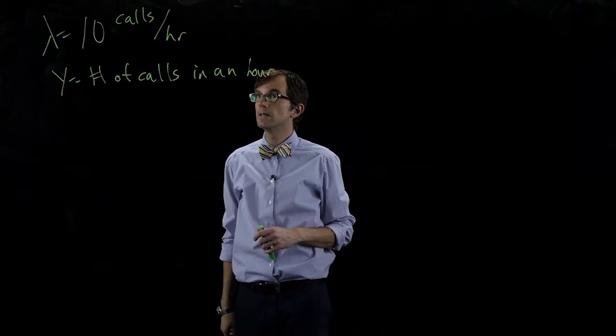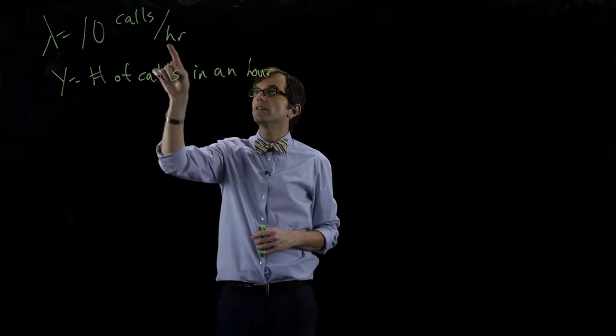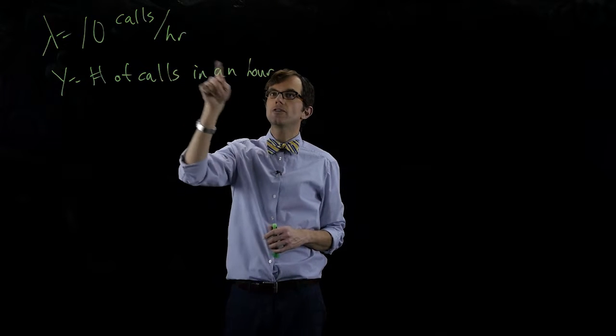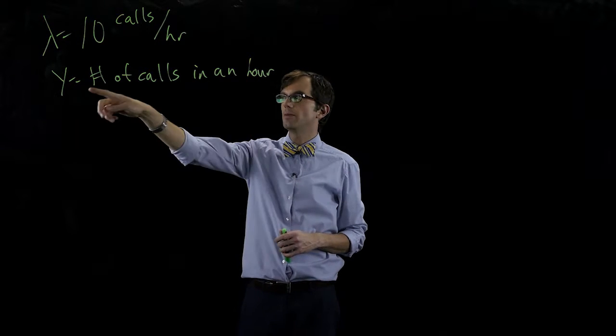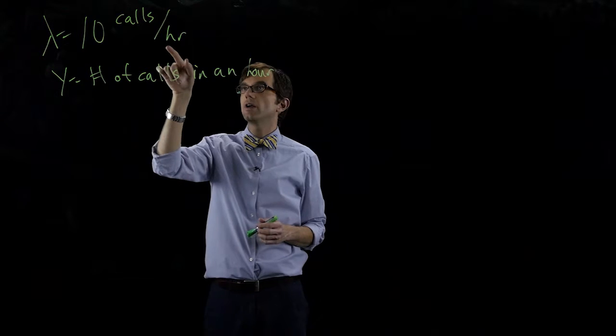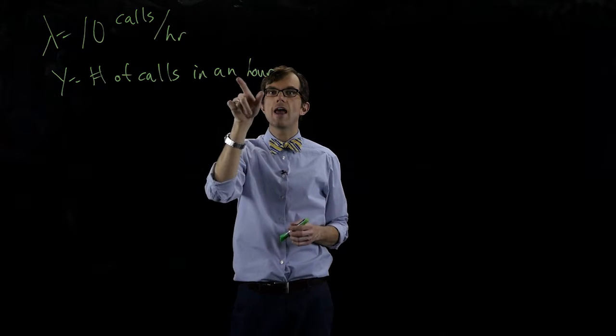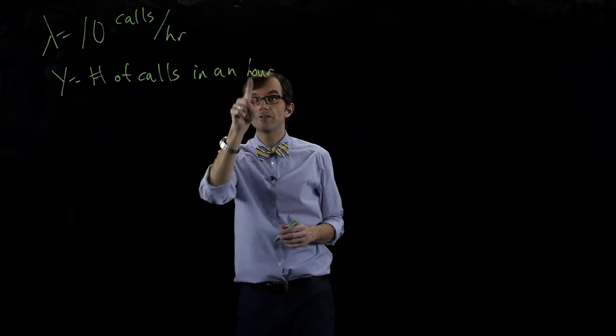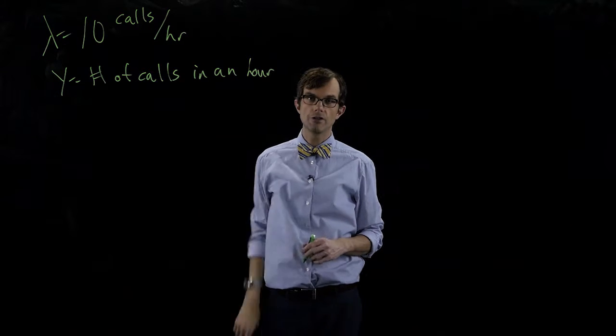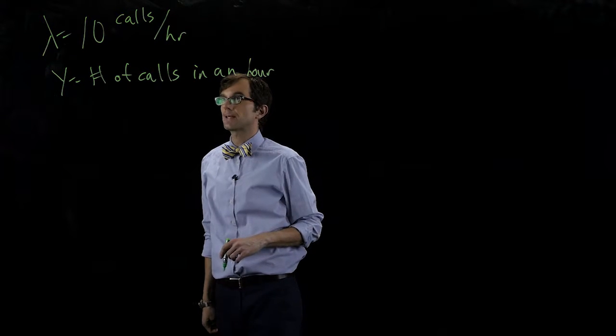Also, this denominator, this interval here, has to agree with the interval that's described in our random variable. So here we have 1 hour, here we have to have 1 hour. If we have something different here, then we're going to need to change our rate, and we'll see about that in a second.